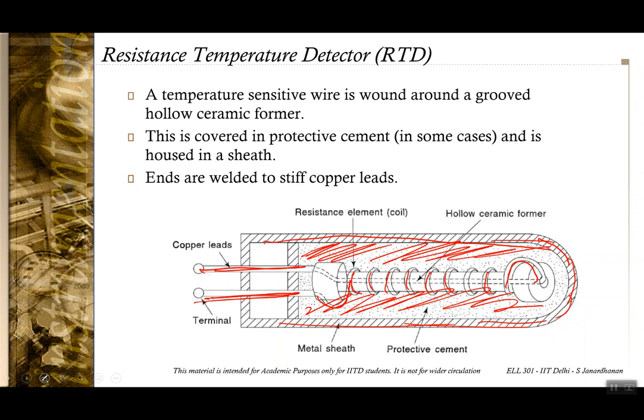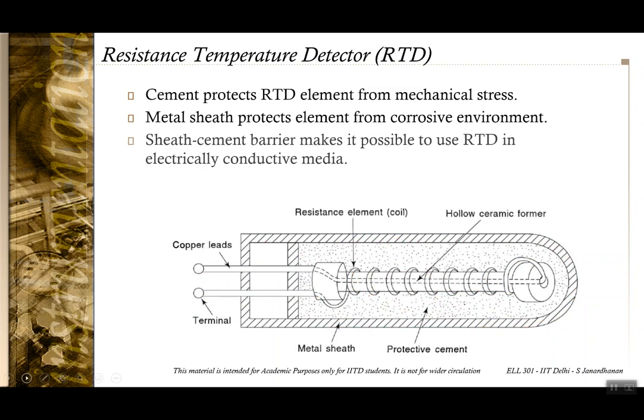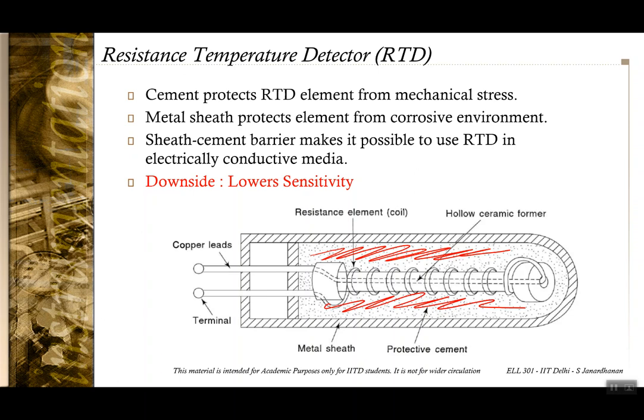The purpose of this is that when you have this cement, it protects this wire from mechanical stresses, and this metal sheath makes it possible to use the RTD both in electrically conductive or in corrosive environments also. So if, for example, you are trying to measure the temperature of a corrosive liquid, then the presence of this cement and the sheath is going to help.